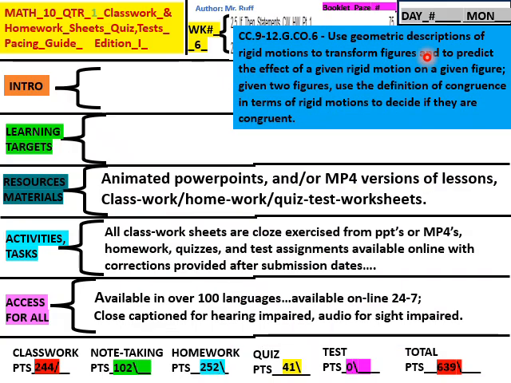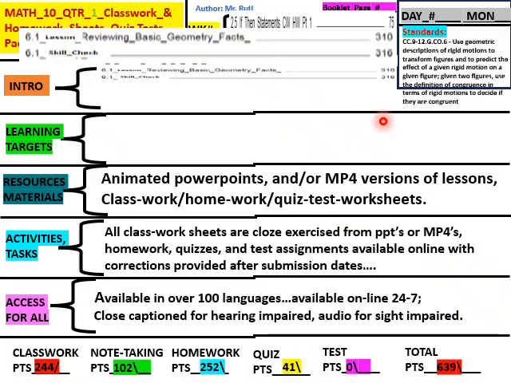I think I got this on a blow up. Yep. So it's Common Core 9 through 12, G.CO.6. Use geometric descriptions of rigid motions to transform figures and to predict the effect of a given rigid motion on a given figure; given two figures, use the definition of congruence in terms of rigid motions to decide if they are congruent. So that's what we deal with here.